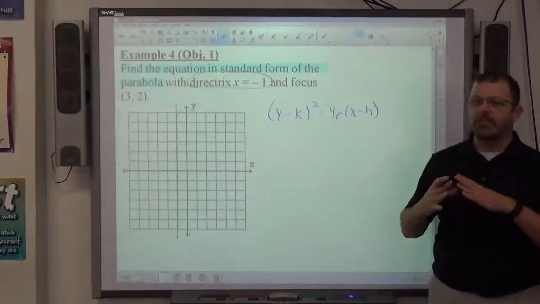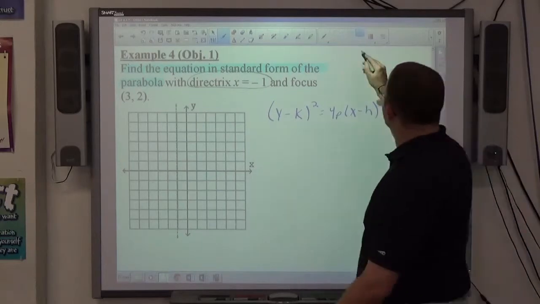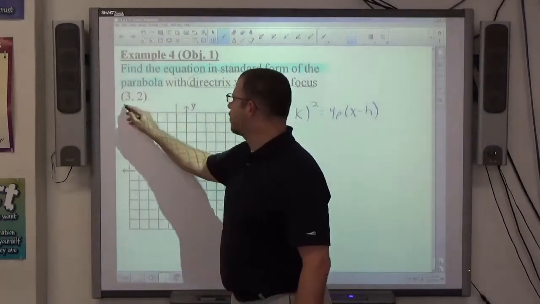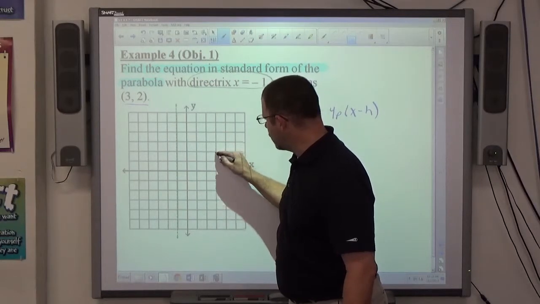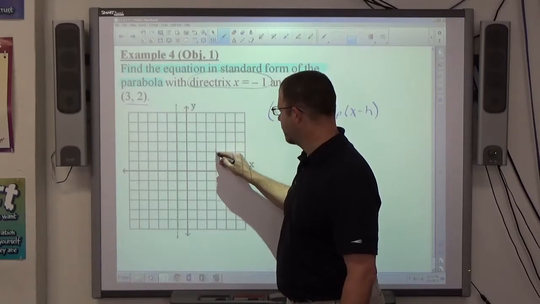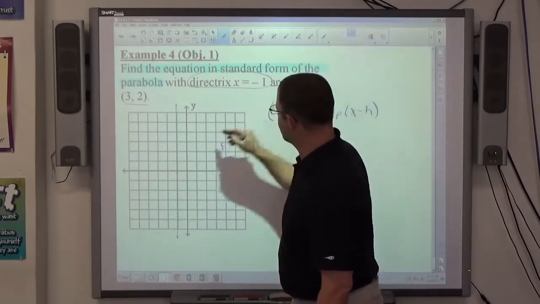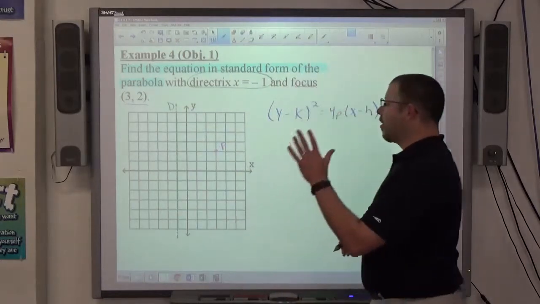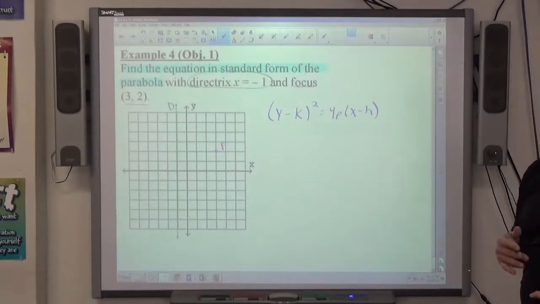For me, anytime I figure out any kind of information, I'm going to write it down. And the fact that the directrix is vertical tells me it's going to be a y squared parabola. The second thing it tells me is the focus is 3, 2. So counting from the origin, 3 spaces over, 2 spaces up. This is the focus, this is the directrix. So I've already established this is the right structure. My job then is to find the values of h, k, and p.